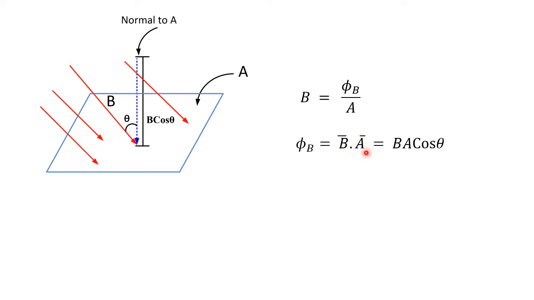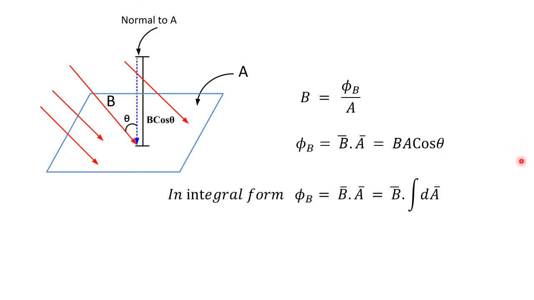Then the dot product of B bar and A bar is nothing but BA cos theta. Now B cos theta is the magnetic field component, and A is the area along the normal. Then the flux along the normal is phi B. So phi B, the flux along the normal to the plane in the diagram, is AB cos theta. Now we can write simply: BA cos theta or B bar dot A bar.